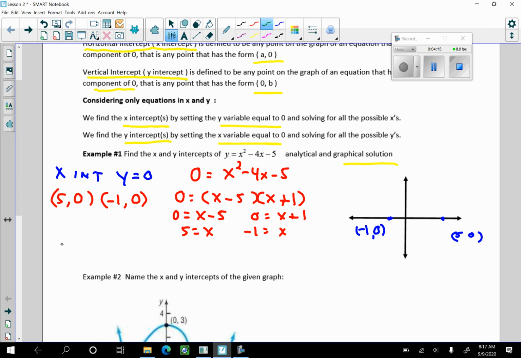So the next thing we're going to do is find the y-intercept, and we're going to write that down here. The y-intercept, we're going to let x equal 0. And if I let x equal 0 in this, y is going to equal 0 squared minus 4 times 0 minus 5. And we see that y is equal to -5. So my y-intercept is going to be 0, -5. And I'm going to plot that over here, again in purple and blue, or whatever you want to call that color, 0, -5.